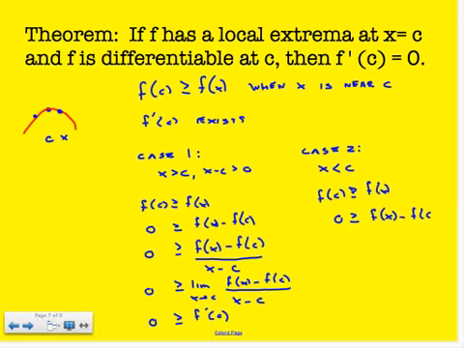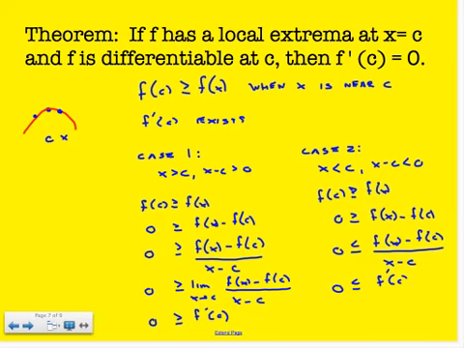Now, if x is less than c, then x minus c is less than 0. It's a negative. So if I divide both sides by x minus c, I have to flip the inequality sign. It's one of my pre-cal awkward rules, but it's true. So this becomes what I wanted it to be like last time, but I had to flip the inequality sign. We'll do the limit thing again, and that limit has to exist because f is differentiable at c. So now you have 0 is less than or equal to f prime of c.